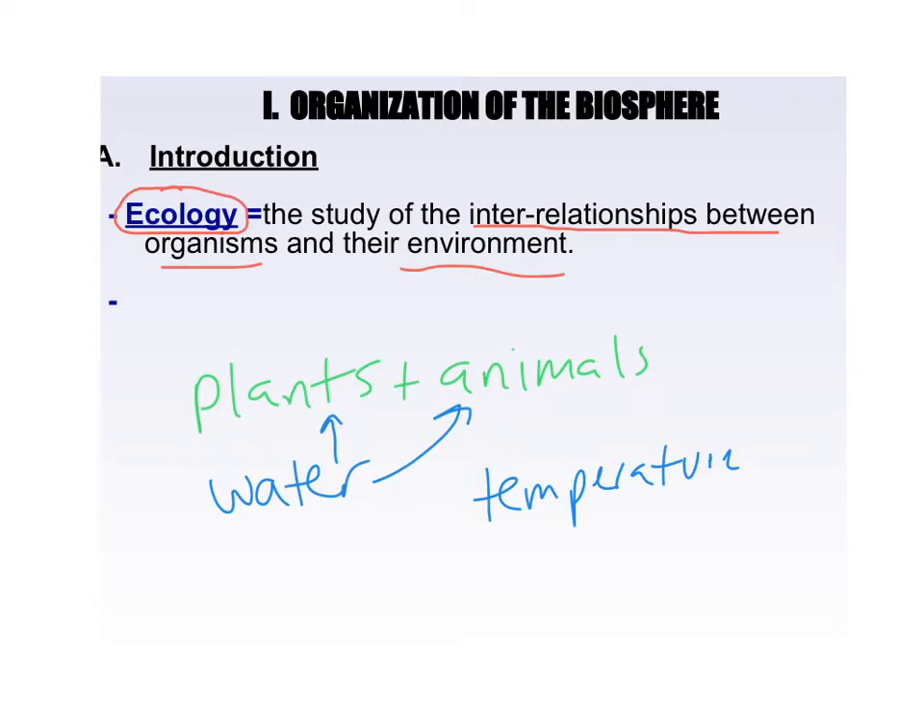So in ecology, there's a lot of relationships. A lot of times, plants get eaten by animals. And a lot of times, certain animals get eaten by other animals. And those are all affected by non-living things like water, temperature, soil, etc. And that's what ecology is. It's the study of those relationships between the living things and the non-living things in the environment.